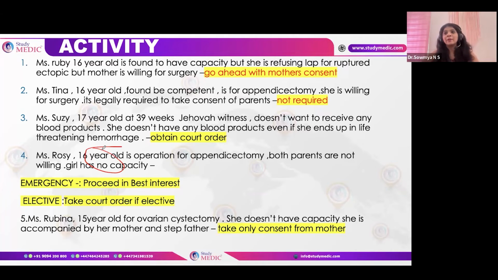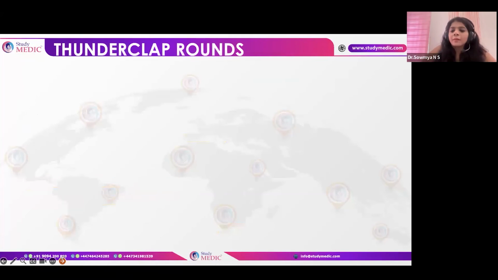The next one, a 16-year-old for appendicectomy, both parents are not willing, the girl has no capacity. This could be another scenario where the child doesn't have capacity, but the parents are not willing. What would you do then? Obviously, emergency, proceed in the best interest; elective, take the court order. The next one, a 15-year-old for ovarian cystectomy, doesn't have capacity. She is accompanied by her mother and stepfather. Obviously, you take the consent only from the mother.